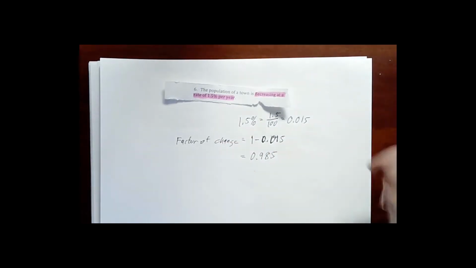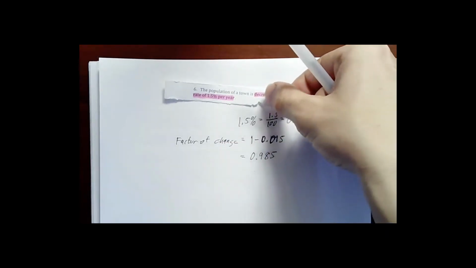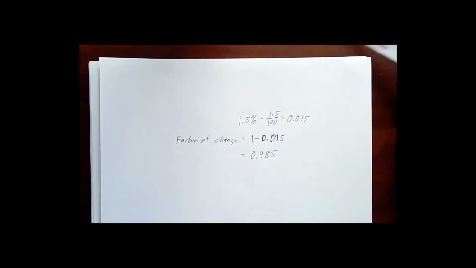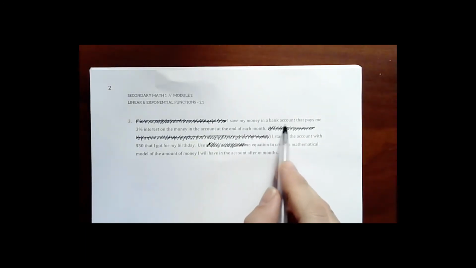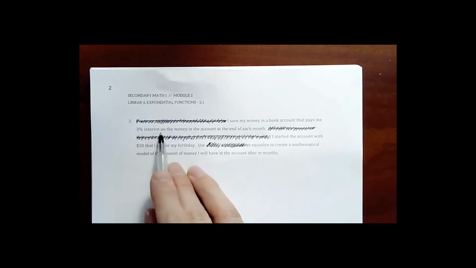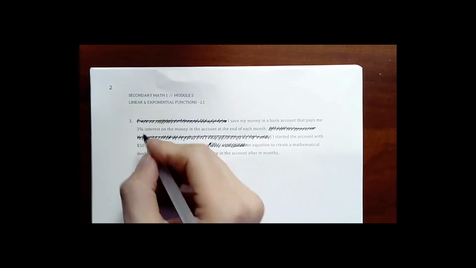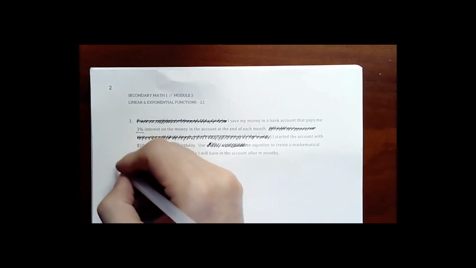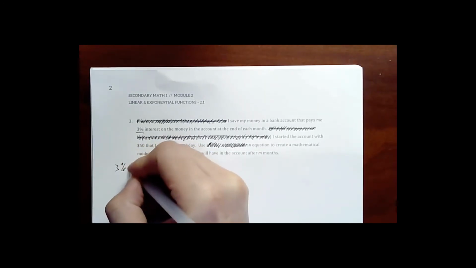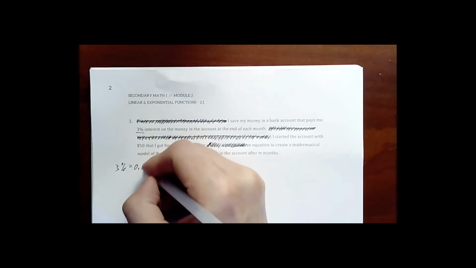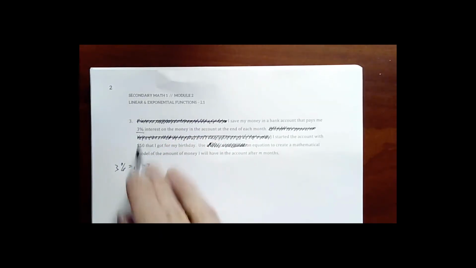Now I'm going to show you a word problem that has all the components you need in order to write the equation. Here I have a word problem, and I've edited some of the information out because I don't need it, but you'll read it. It says, I save my money in a bank account that pays me 3% interest on the money in the account at the end of each month. So really quickly, I'm just going to make myself a quick note, 3% written as a decimal is 0.03. So that's going to be important information because it's percentage.